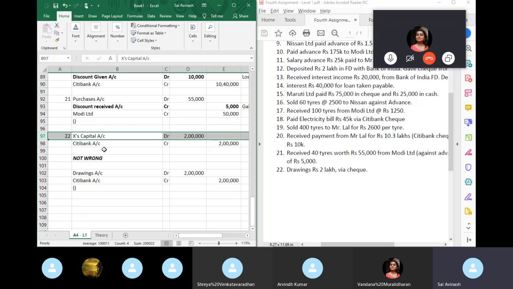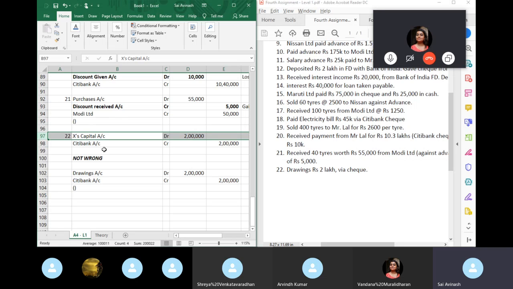So if I were to debit cash, what would the journal entry be? Cash account debit 2 lakhs, Citibank account credit 2 lakhs. That journal entry would imply that I'm withdrawing 2 lakhs from a bank account and having it as cash. If the cash account increases, it means the business still has the 2 lakhs with it. But what is the transaction?